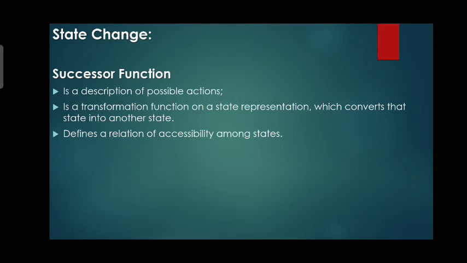Let's say I am sitting in my house right now and I want to reach a particular shop, so I have to change my state. I have to change my initial configuration. Initial configuration means right now I am sitting in my home and I want to go to that shop to buy something. So I have to change my present configuration, and to reach the destination I have to change my state. That is called the state change, and this change is happening due to the successor function.